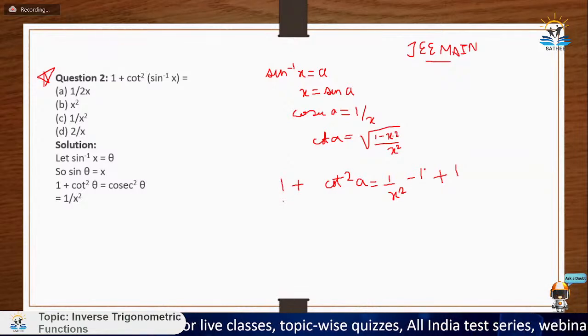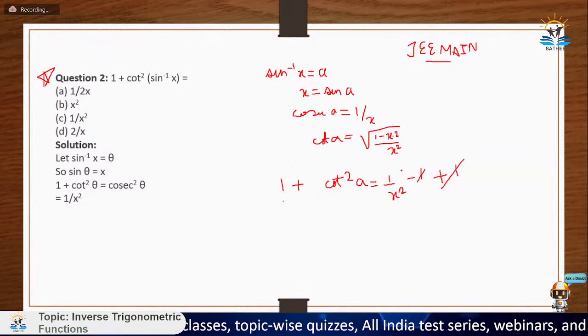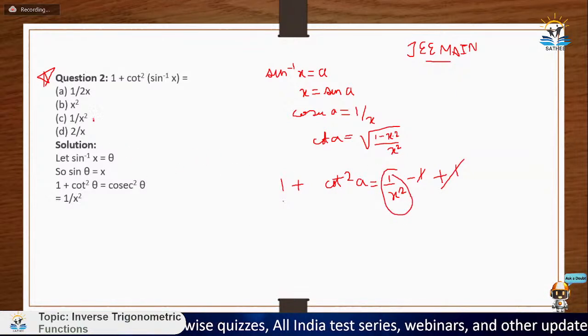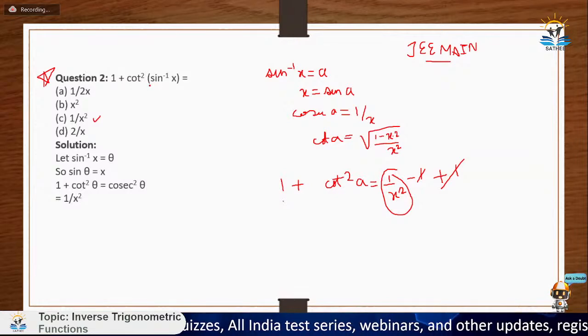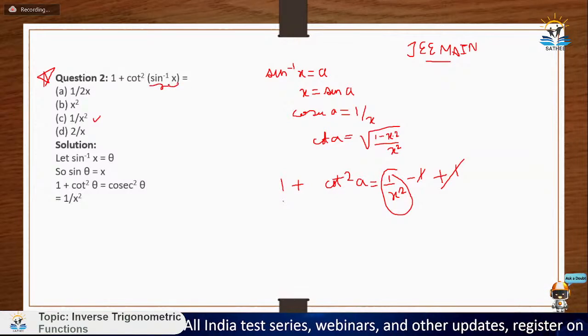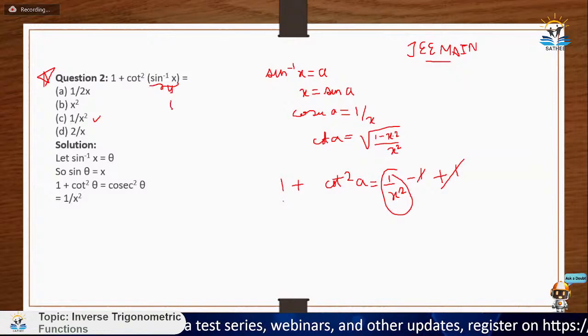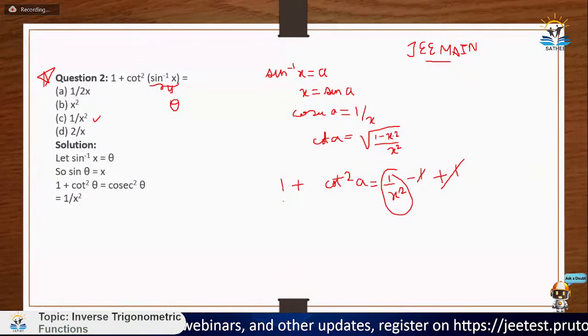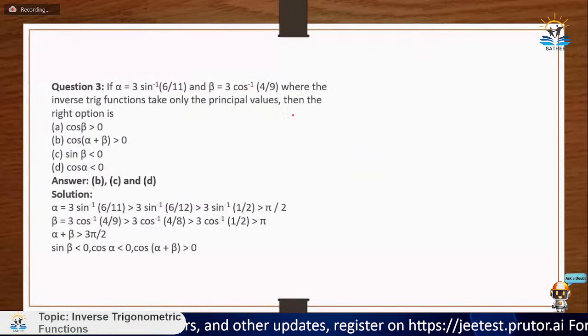So this and this will cancel out, and your final answer would be 1 upon x square, which you are getting from here. Okay, fairly simple. Just always try to let this bracket be something equal to some a or theta, so that you can easily go ahead with the question. Okay, so moving ahead with this question number 3.